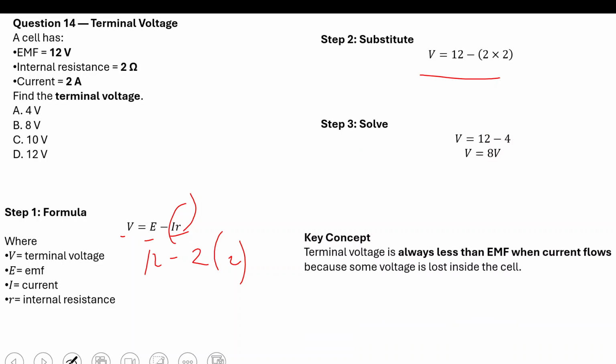The key concept here is that terminal voltage is always less than the EMF. This one, the EMF, is bigger than this one, when current flows, because some voltage is lost inside the cell. I talked about loss voltage. That loss voltage is Ir.